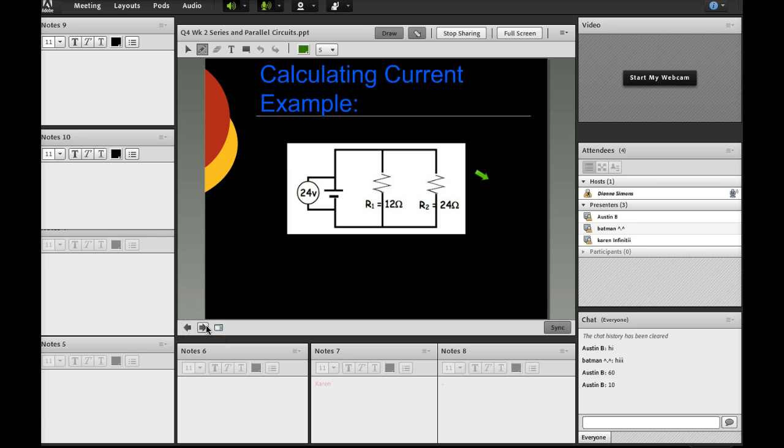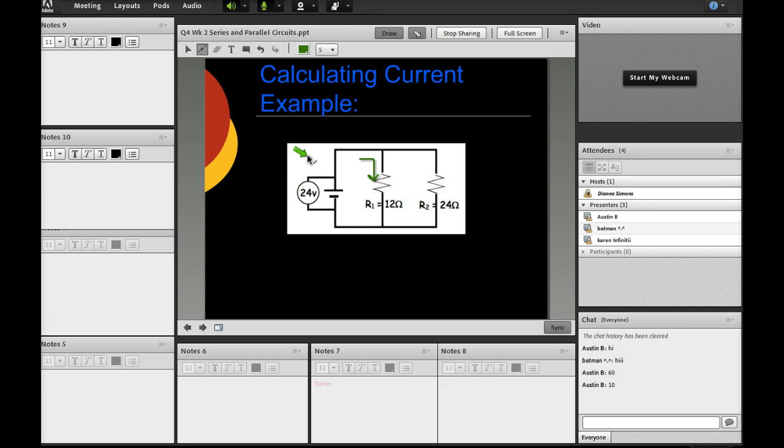All right, we're going to calculate the current in this circuit. Okay, so again, remember your triangle. We want to do the current. Let's calculate the current that's going to go through here. Not the total current, but the current through that first branch.